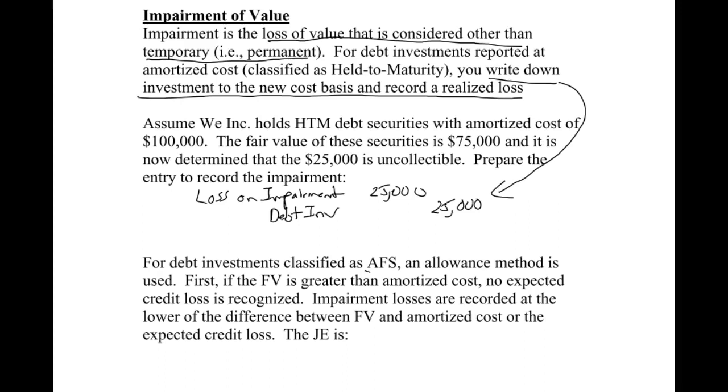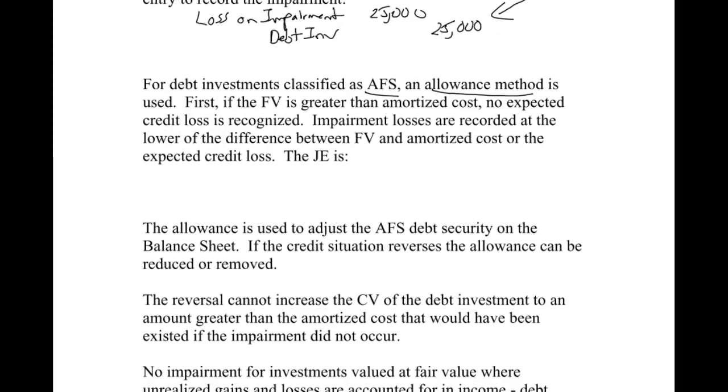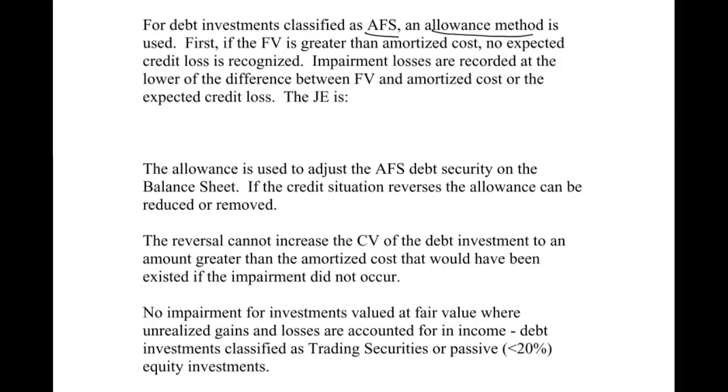If they're classified as available for sale, an allowance method is used. It's a little bit different, and some of the accounting on this is evolving, and there might be some more changes coming up, so we might have to update this video. But if the fair value is greater than amortized cost, no expected credit loss is recognized. If it's greater than amortized cost, that's viewed as a good thing. Impairment losses are recorded at the lower of the difference between the fair value and the amortized cost, or the expected credit loss.